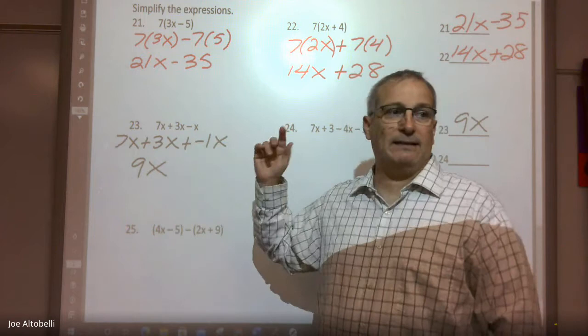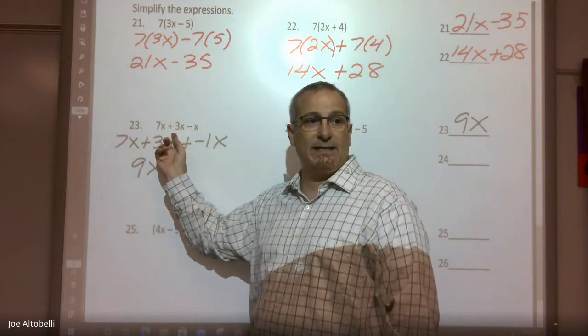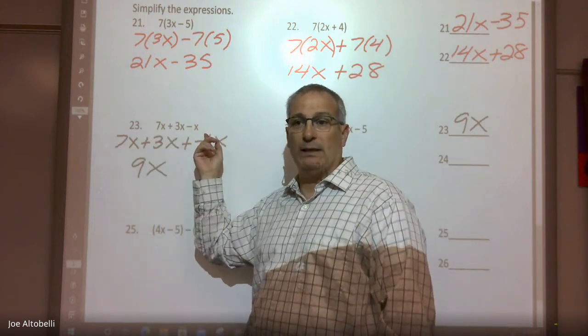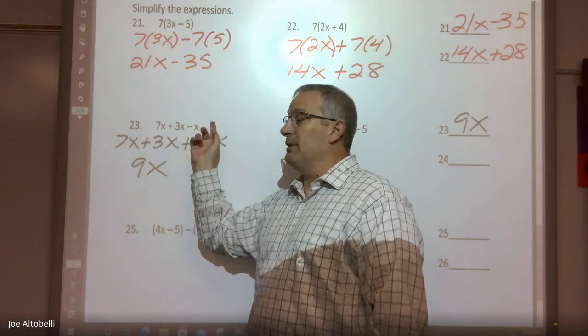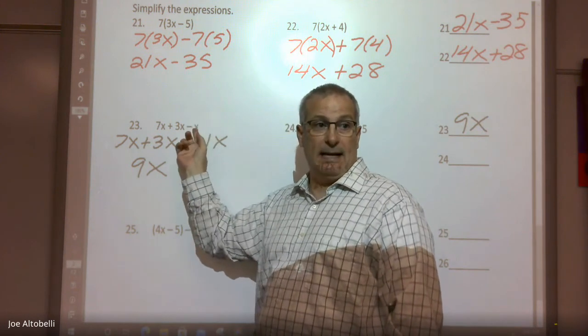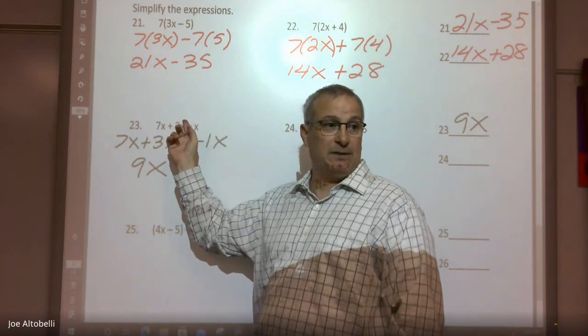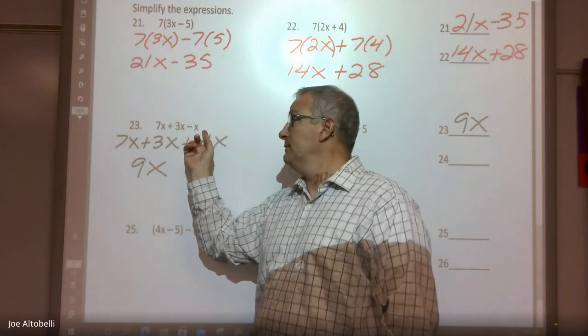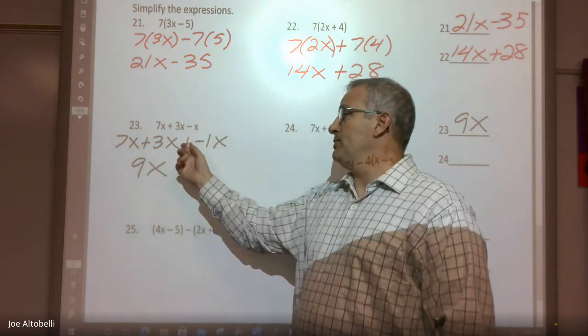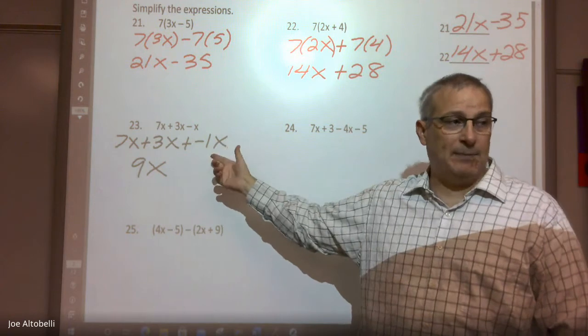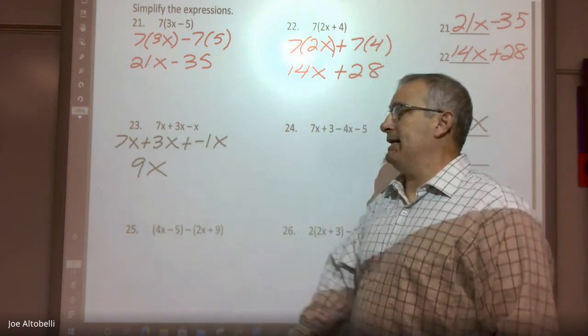Most of you didn't rewrite this. You just went 7 plus 3 is 10, and then 10 minus 1 is 9. But you have to remember that is 1x. That's minus x, which is the same as minus 1x. Or you can change it to adding a negative, adding the opposite. So we get 9x.